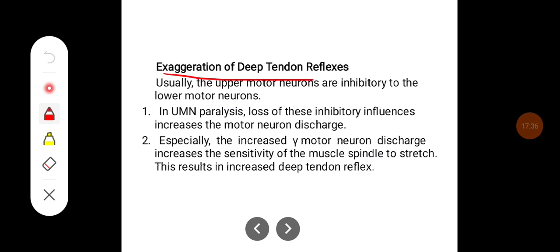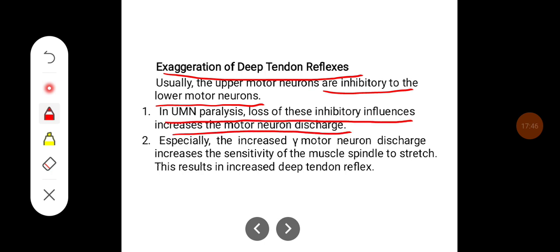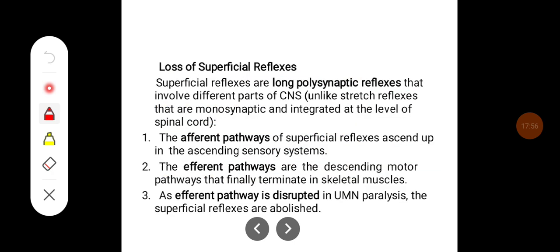There will be exaggeration of deep tendon reflex. Usually, upper motor neurons are inhibitory to the lower motor neurons. In UMN paralysis, loss of inhibitory influences increases the motor neuron discharge. Especially, increased gamma motor neuron discharge increases the sensitivity of the muscle spindle to stretch. This results in increased deep tendon reflexes. There will be loss of superficial reflexes.